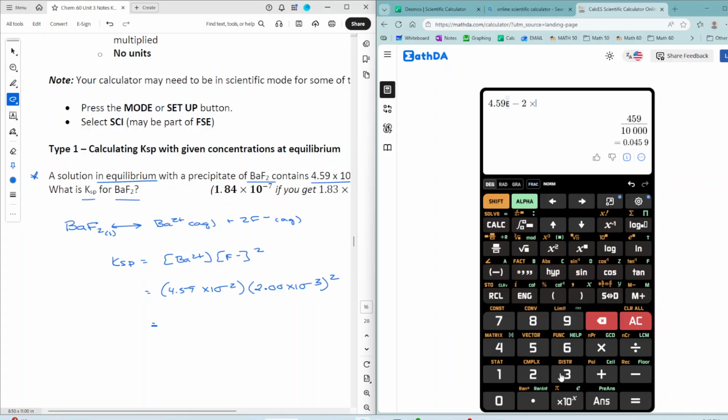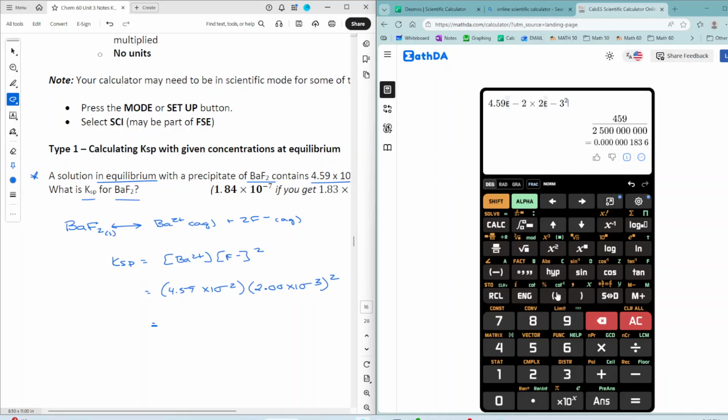And then I'm going to multiply that by 2 times 10 to the -3. Now, because I've used my EE button, or my times 10 to the button, I can just simply put that as squared, and it knows to square the whole thing, right? It knows 2 times 10 to the -3 is a number that can't be separated. So this is not -3 squared. This is 2 times 10 to the -3.